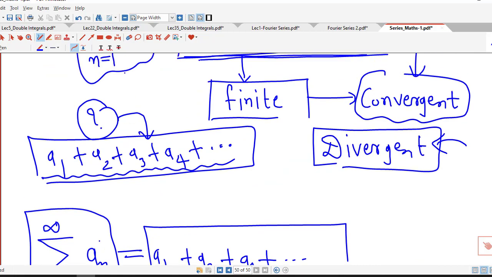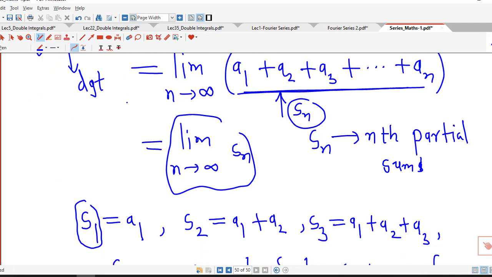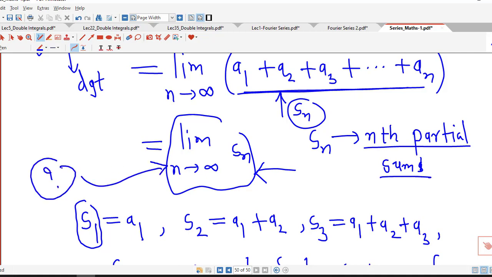In this lecture we will see how to decide the convergence or divergence of a series by the definition of convergence. That means we are going to use the limit of the nth partial sum. If we are able to determine the limit of the nth partial sum, then we can decide whether the given series is convergent or divergent. But it is not possible to decide this limit for every series, so for that we will develop some other results in upcoming lectures.